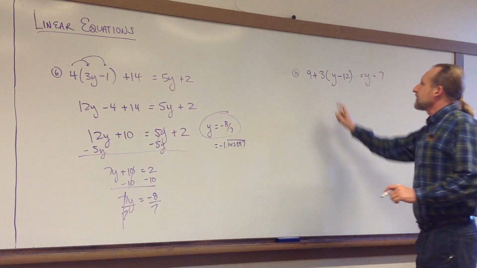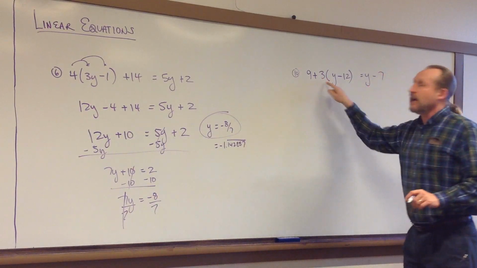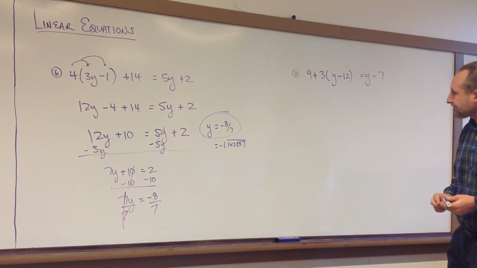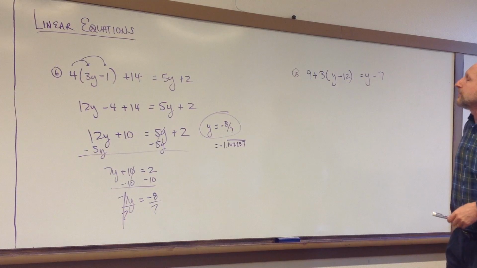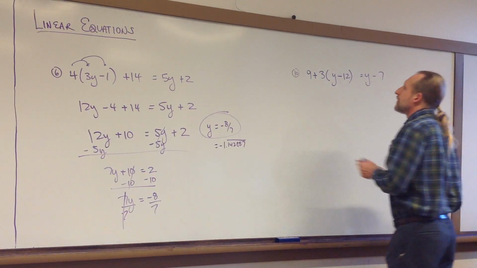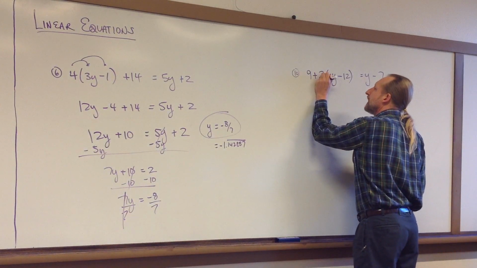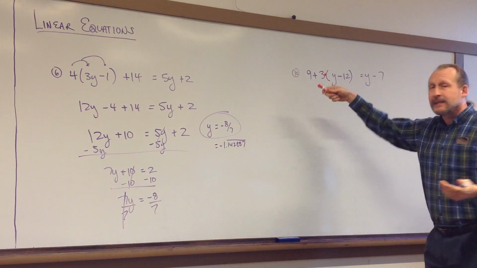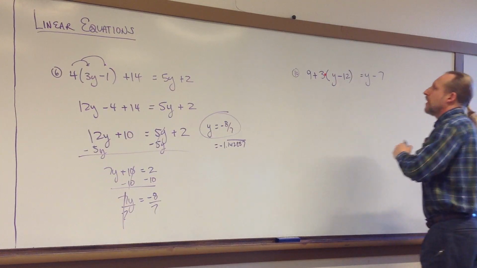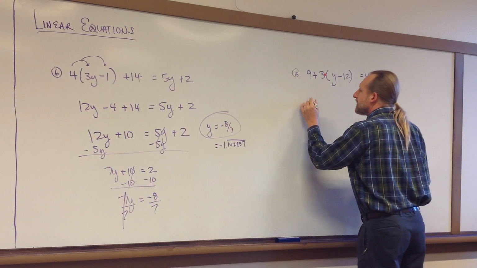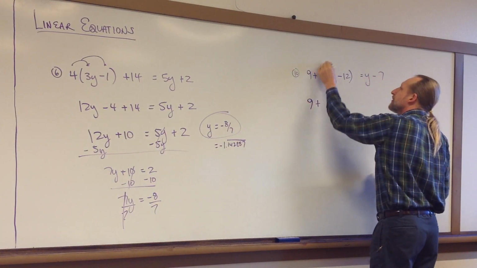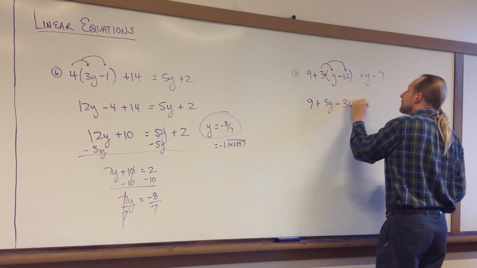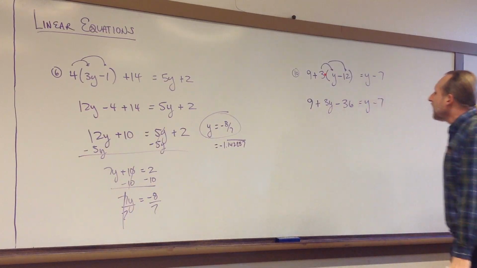Now, a mistake that people sometimes fall for is they see this 9 plus 3 and they're like, oh, I'm going to do that easy part first. That's 12. Can't do that, because of the order of operations. This multiplication has to happen before you can do any adding or subtracting. So the 9 is going to stay the way that it is, and when we distribute the 3, we'll get 3y minus 36.